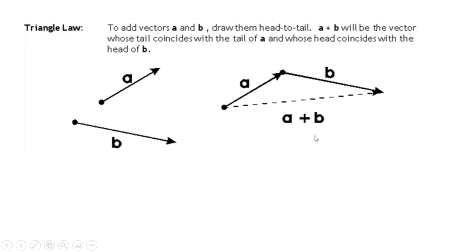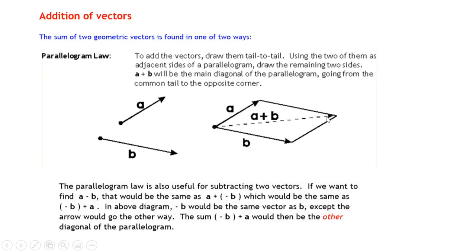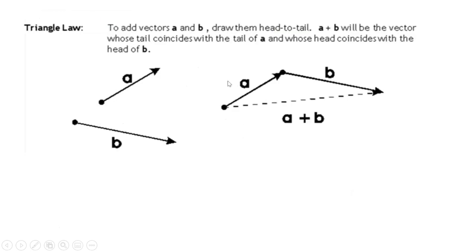But just to be clear, both lines would still represent the sum. This dotted line here is still the sum of A and B. Whether I use a parallelogram or I use a triangle, I still have this dotted line representing the sum of those two vectors.